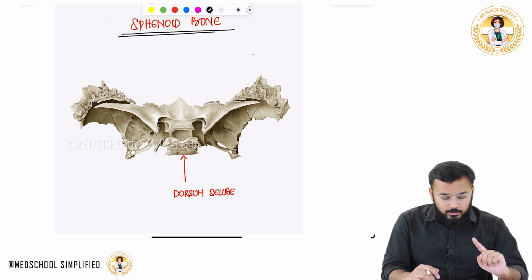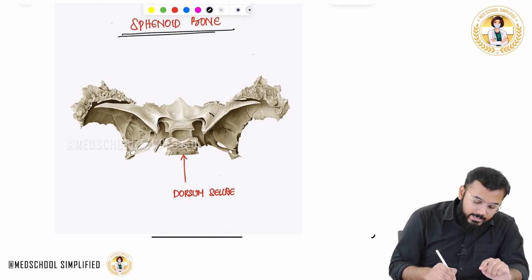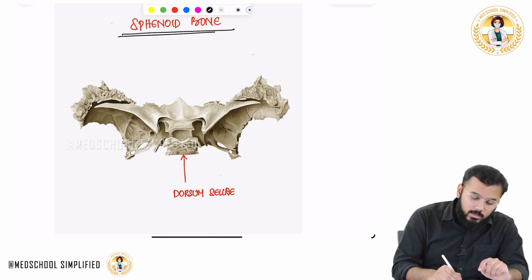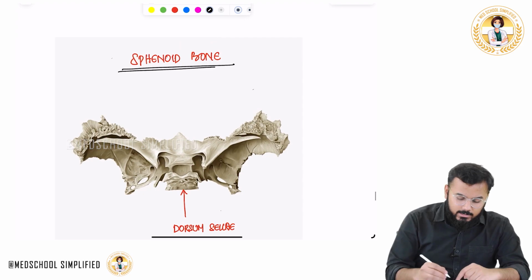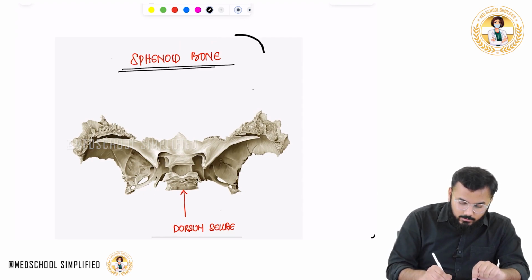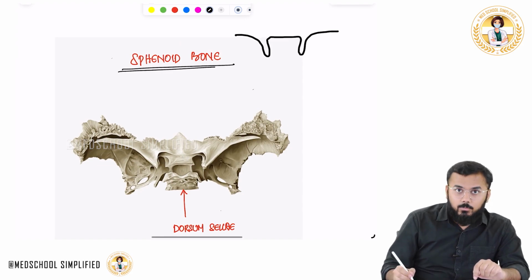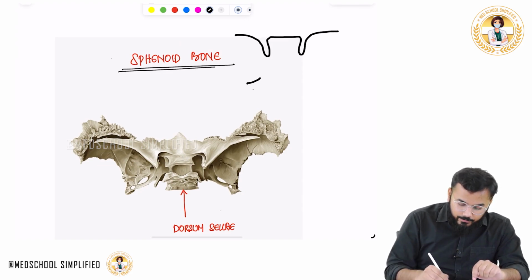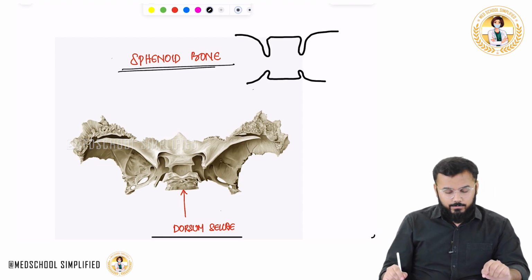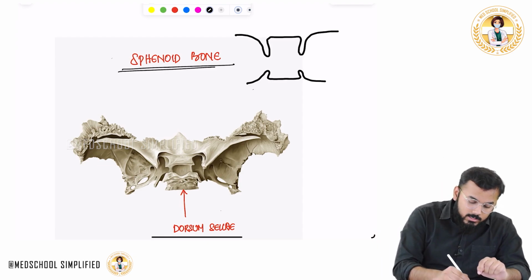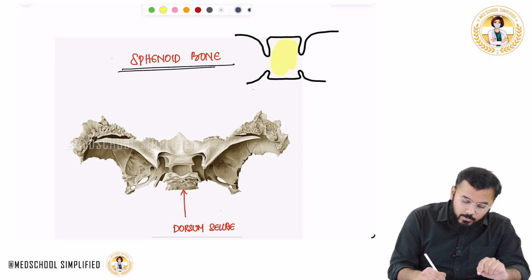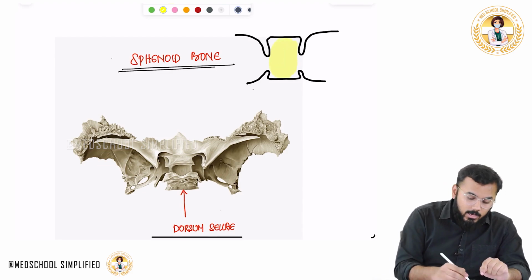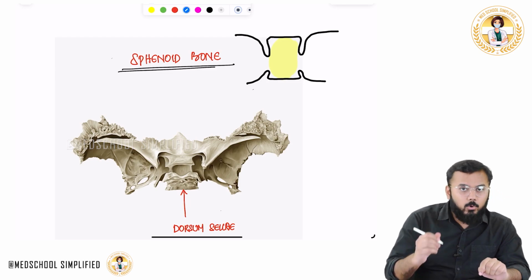After this dorsum sellae of your sphenoid bone, if you look in the center, over here, two important things you can very clearly see, guys. What are those two important things? See here. This is one important thing, and this is one important thing, right? So this is called the center of the sphenoid bone. Now in this part, two important things you can see.